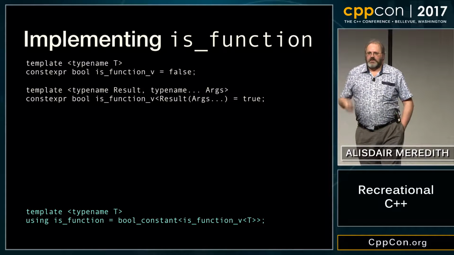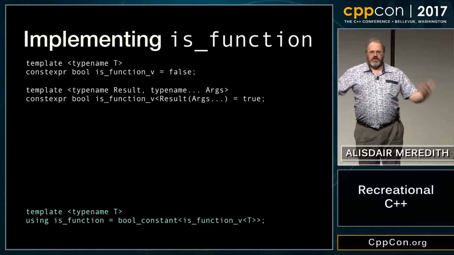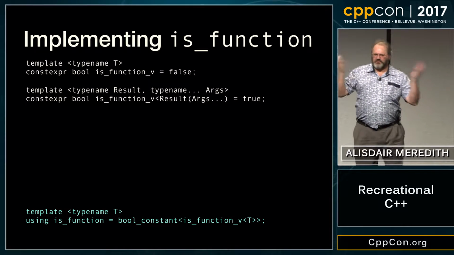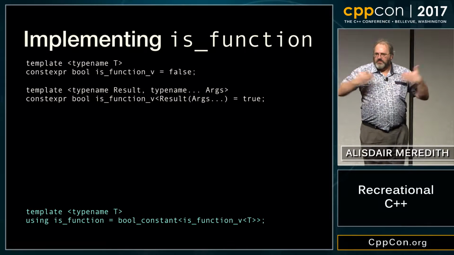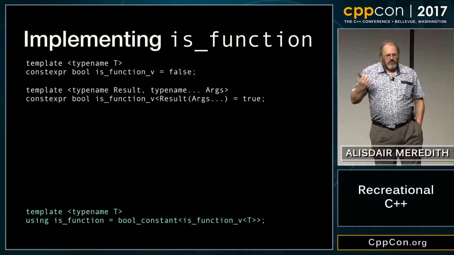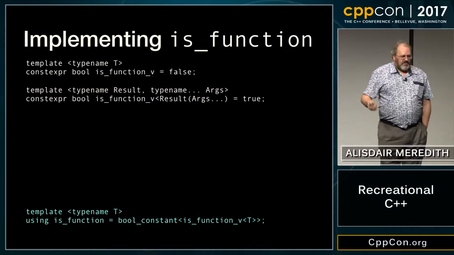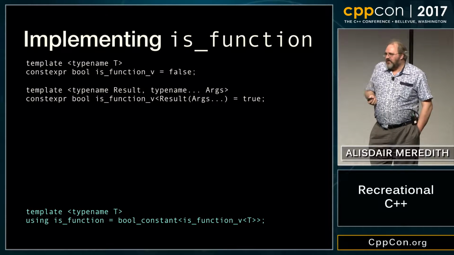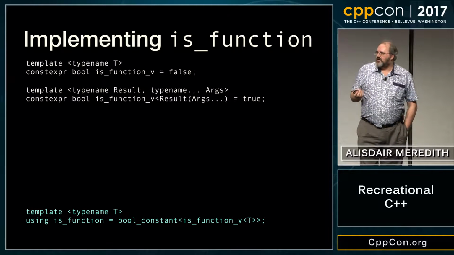Because when I'm doing a lot of my Boolean predicate logic, I want to be querying Boolean values. I don't want to be jumping into types, trying to do funky metaprogramming with types to compute a value and then come back out to the trait. I just want to be in Boolean logic all the way, so I'm going to make the underscore v variable template my primary implementation. And then for the trait at the bottom, you can see I'm now using an alias template for is_function. It's just the bool_constant for is_function_v.